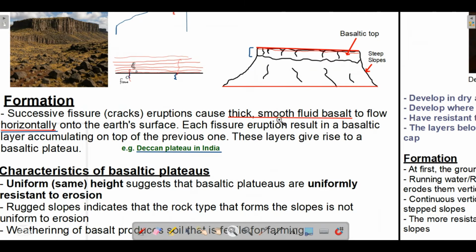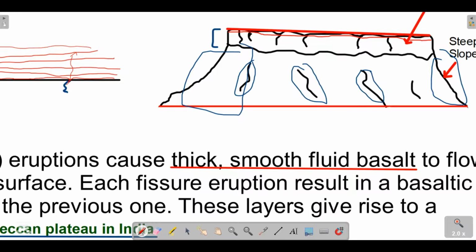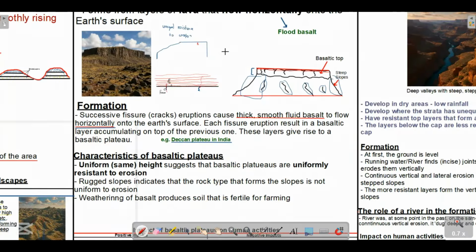If, for an example, like these slopes, so the sides like that, they are not the same. And they are going to have maybe, let's say, those ravines or those areas of erosion there. And so this means that maybe the rock type beneath this is not uniformly resistant to erosion. Okay, so rugged, guys, we mean it's not straight, it's something like that.